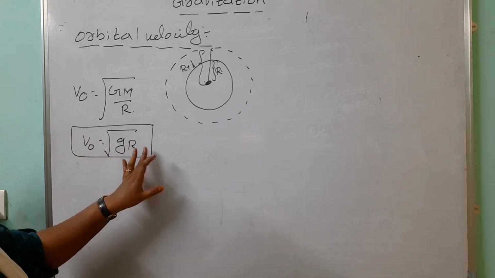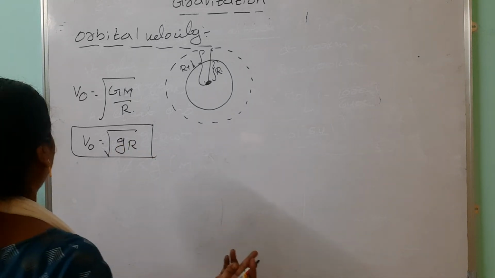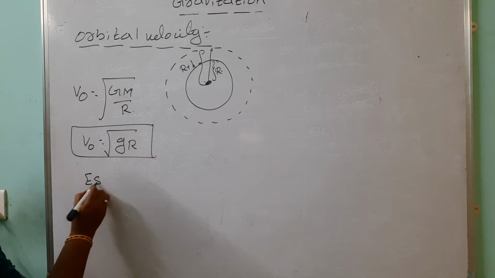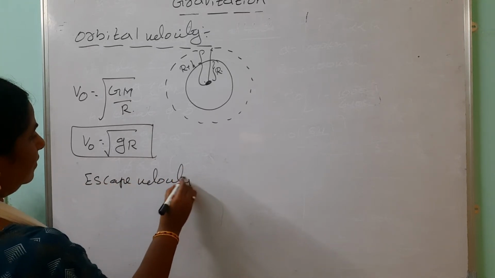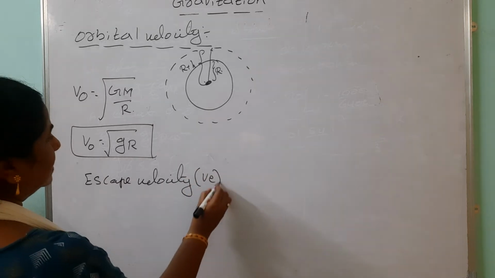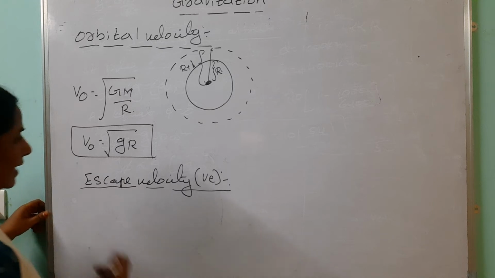If it is Earth, it is different. If it is Moon, it is different. Based on that planet, you should find it out. Then escape velocity. What is escape velocity? The minimum vertical velocity required to escape permanently from the planet is called the escape velocity.